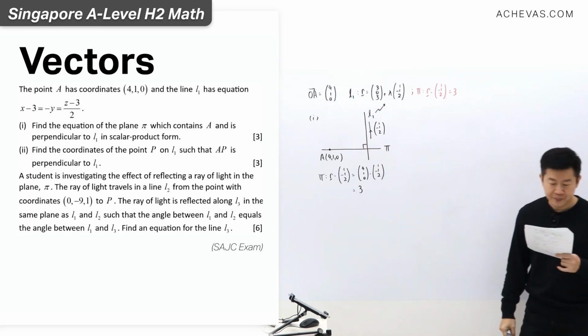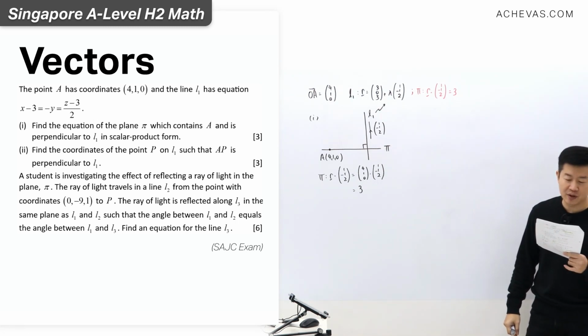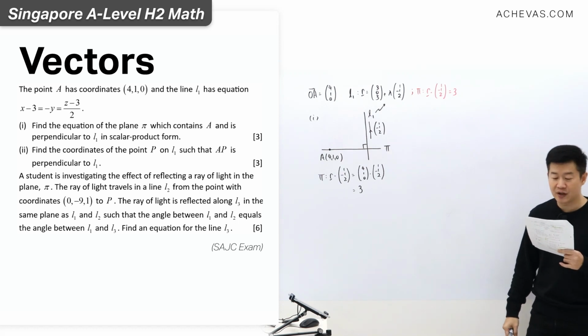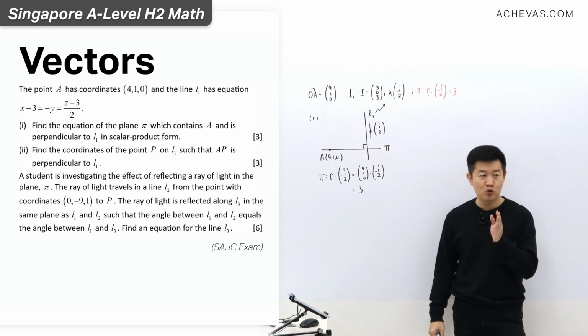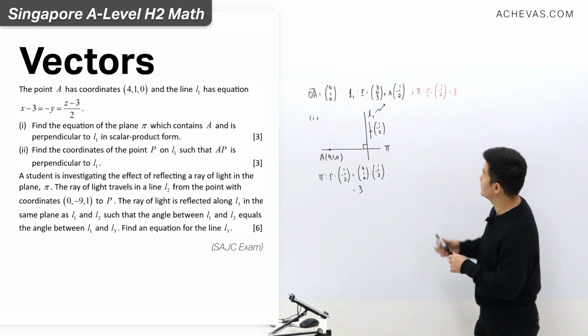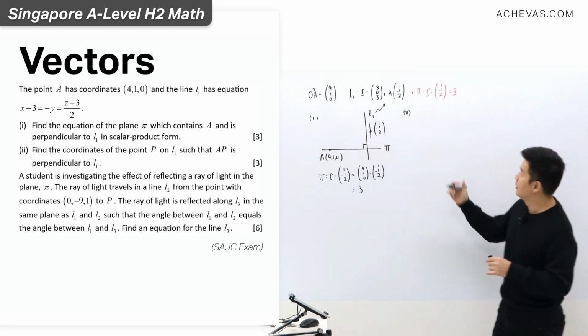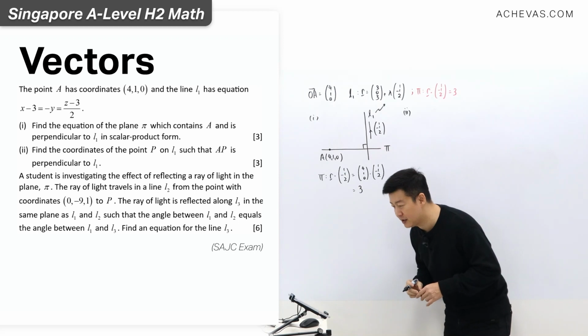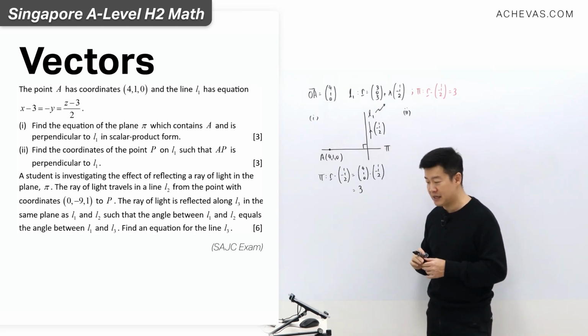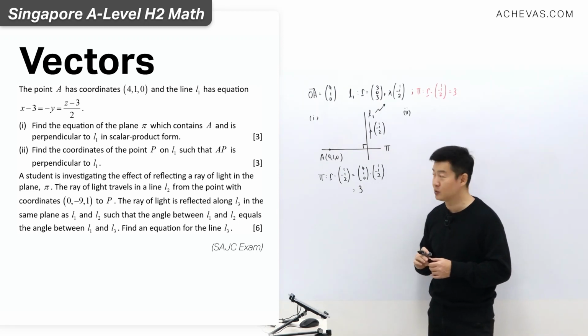Next, part 2. Find the coordinates of the point P that is on L1 such that AP is perpendicular to L1. Okay, let's look at this from two different perspectives. I'm going to do it using the first method. I'm supposed to find the coordinates of point P such that AP is perpendicular to L1.